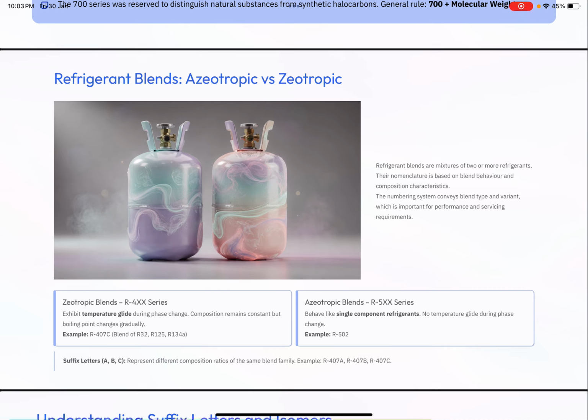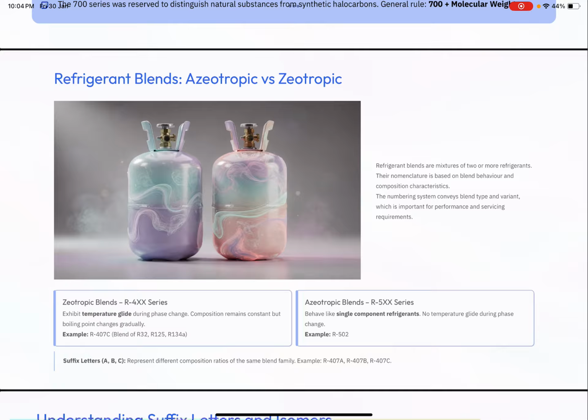Whereas an azeotropic blend is again a mixture of two or more refrigerants, but it has a single boiling point. It behaves as a single component refrigerant and there is no temperature glide during the phase change. So for that we have the R5XX series. For example, R502 is a refrigerant of the category azeotropic blend. You'll often find the letters A, B, C used after 407, 401, 502, and so on.